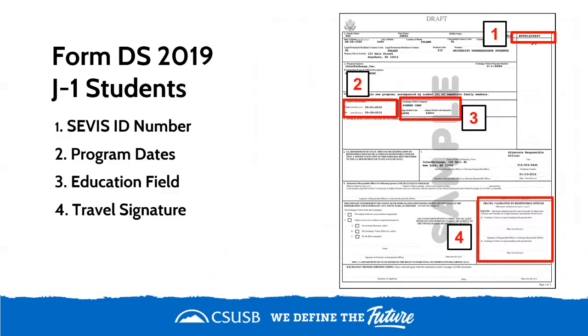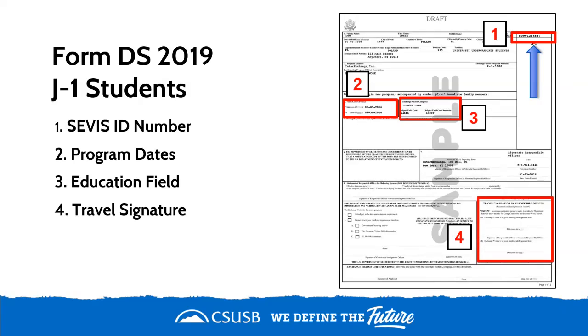For J1 students, their form is called the DS-2019. It pretty much has the same items as an I-20. However, the difference is that information is listed in different areas. J1 students also have a SEVIS number that is applicable to their records only. This number is very crucial to us in finding and locating your records. You should memorize it, write it down, and keep it with you whenever submitting a request to our office.